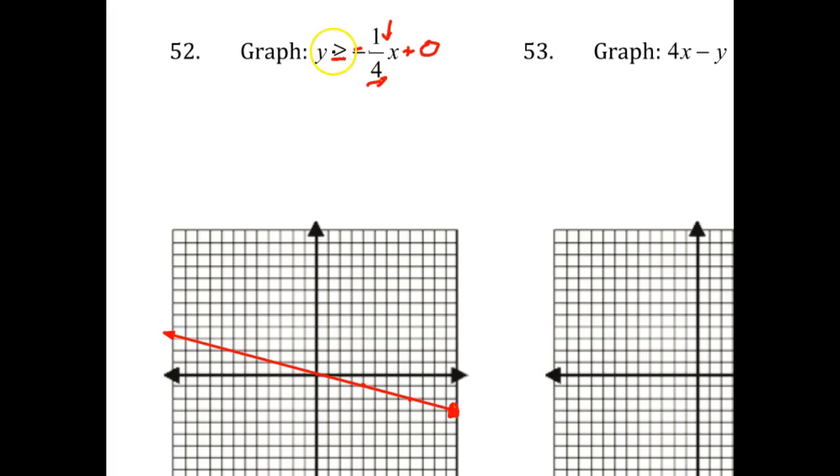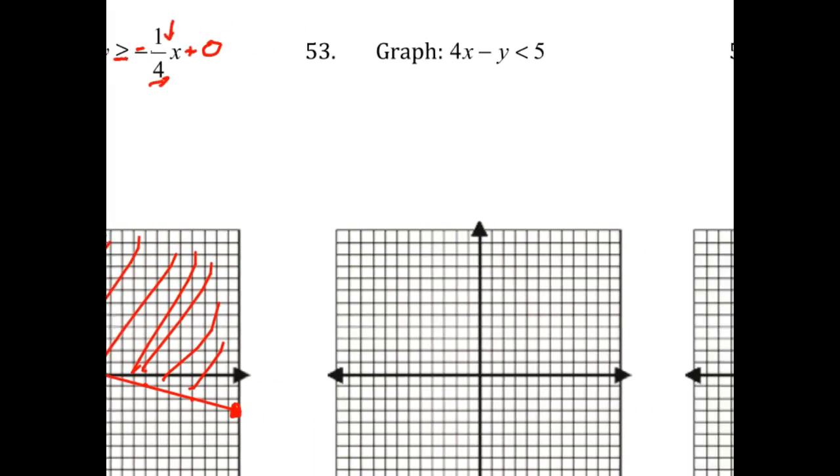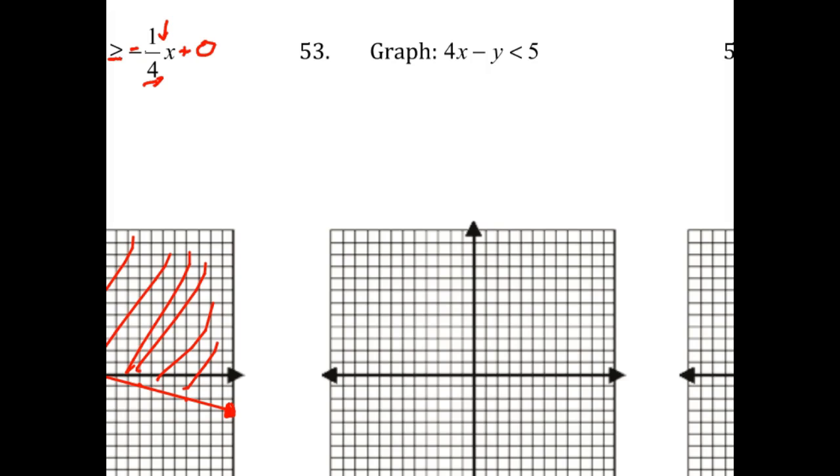Okay. And greater than is shaded up. So this entire side, we're going to shade above this line. Okay, moving along. We're going to need to subtract 4x on both sides. So I'm going to get negative y is less than negative 4x plus 5.